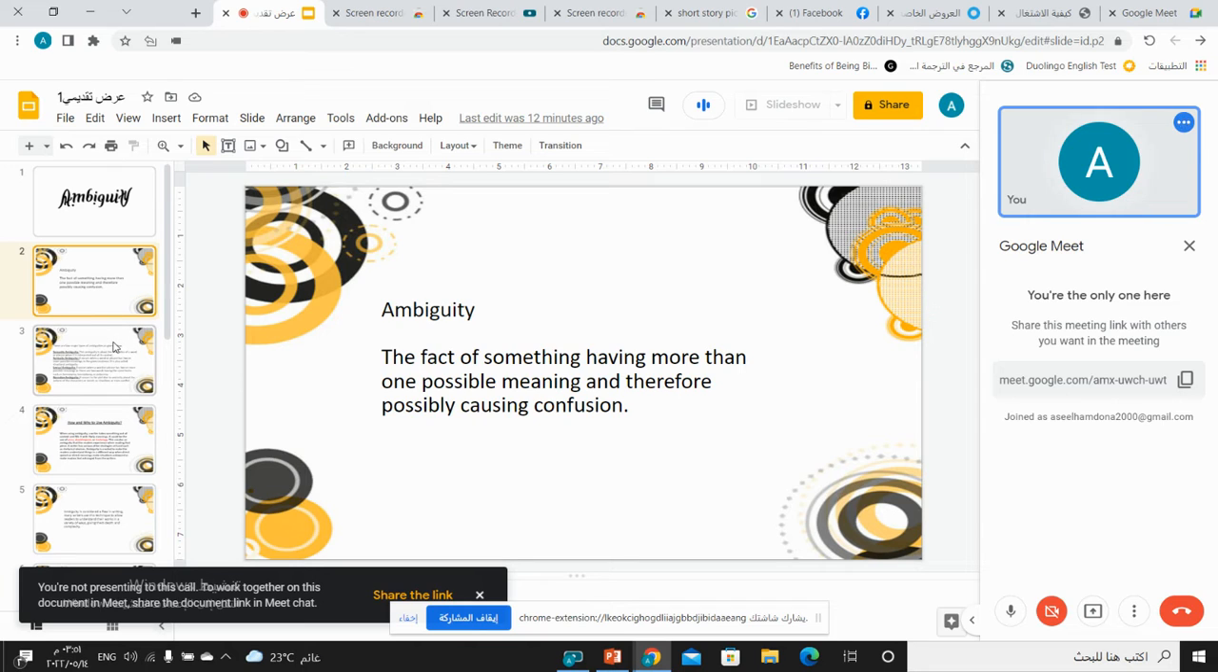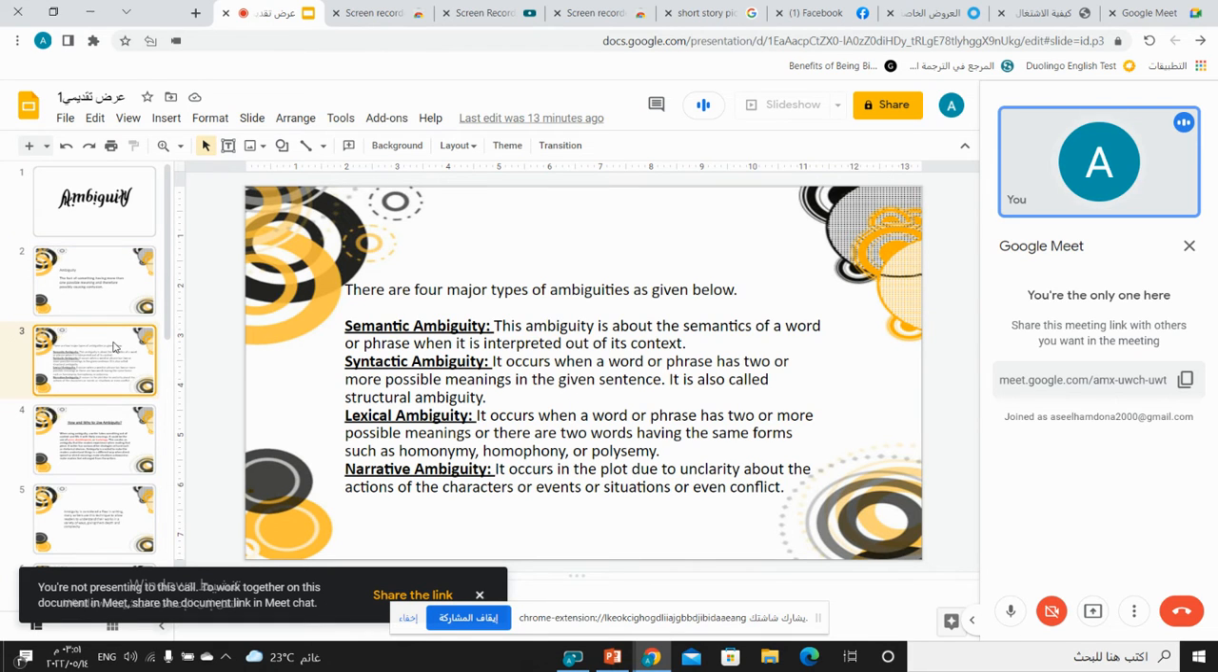So there are a lot of types of ambiguity, and we're gonna see them now. The first one is semantic ambiguity. This ambiguity is about the semantics of a word or phrase when it is interpreted out of its context. The second one is syntactic ambiguity. It occurs when a word or phrase has two or more possible meanings in the given sentence. It is also called structural ambiguity.